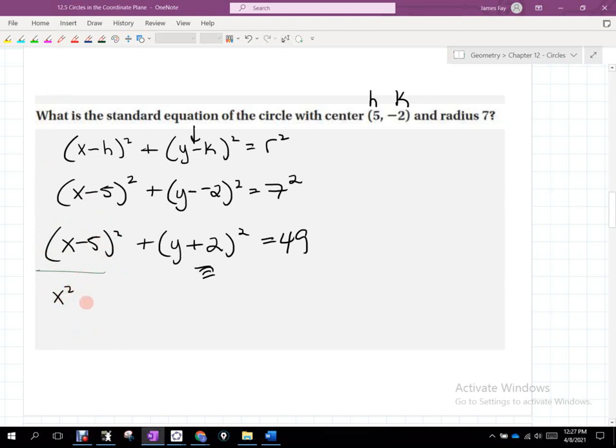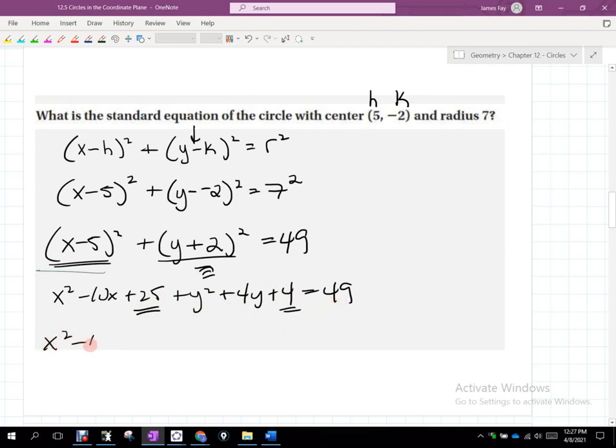They'll go x squared. So if I FOIL this out, that turns into x squared minus 10x plus 25. And this one here, if I expand that, turns into y squared plus 4y plus 4 equals 49. They'll combine the 25 and the 4, so that gives me 29, right? And then it just depends on where they want to put it. They might put the 29 over here through subtraction, so that gives you 20. So you might see it written as x squared minus 10x plus y squared plus 4y equals 20.